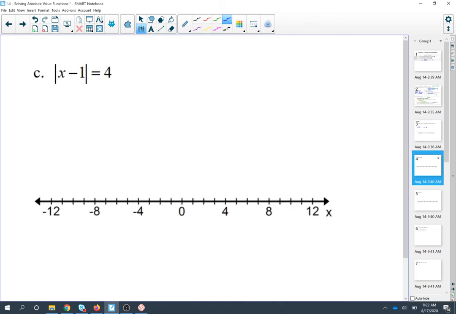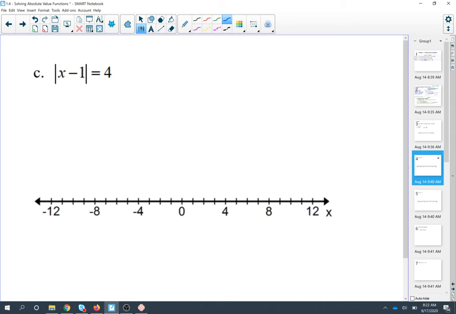Letter C, the absolute value of x minus 1 equals 4. So what value can we put in for x that when we subtract 1 and then consider the positive version, we have to get 4? So the absolute value of something, subtract 1, I'm thinking like 5, right? 5 minus 1 is 4. Absolute value of 4 is 4. But what about negative? My distance has to be 4, but it could be positive or negative.